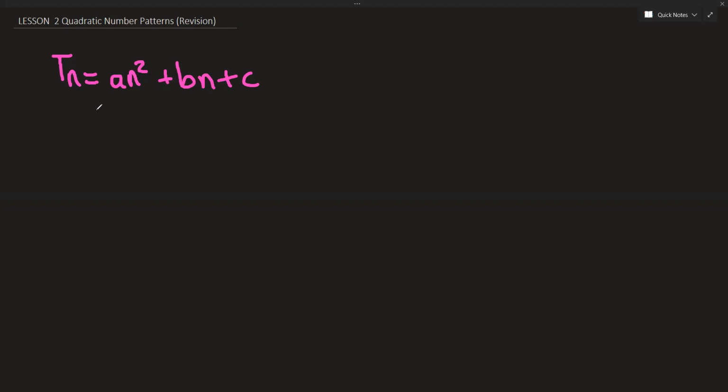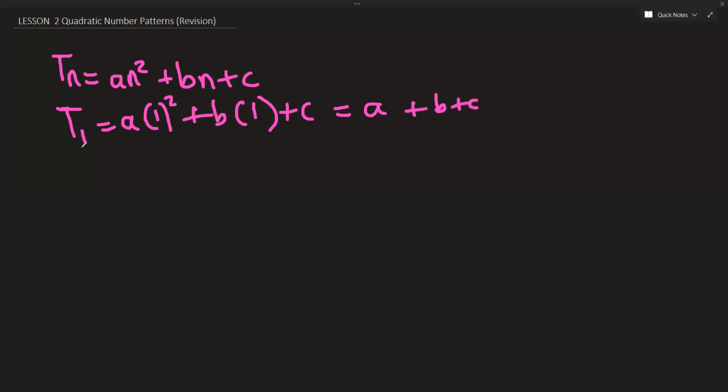I just want us to do a small activity before we start. Let's find term 1, term 2, term 3, and term 4 in terms of a, b, and c. Where there's n, I'm going to replace it by 1, so that is term 1. So a times 1 squared plus b times 1 plus c. 1 squared is 1, so I have a, b times 1 is just b, then c, which means t1 is a plus b plus c.